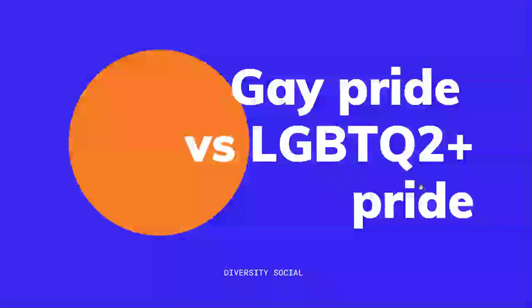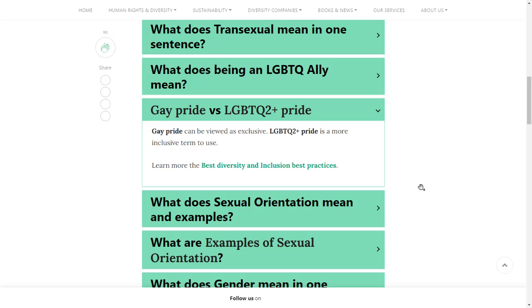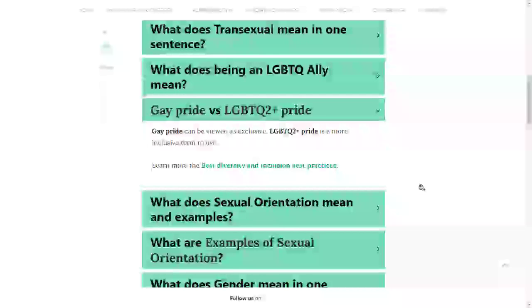What is the difference between gay pride versus LGBTQ2 plus pride? Gay pride can be viewed as exclusive, but LGBTQ2 plus pride is a more inclusive term to use because it includes all sexual orientations, romantic orientations, as well as all genders.